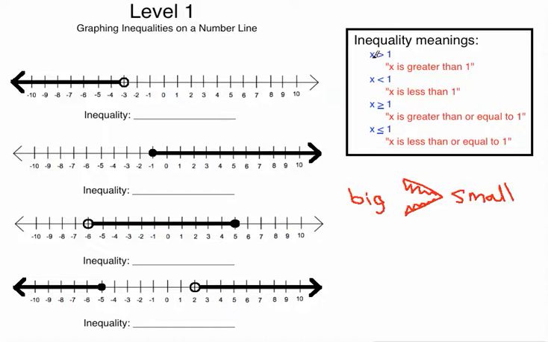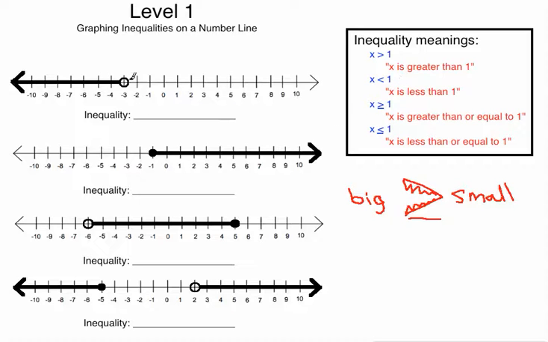So if we look up here, this is saying that x is the bigger number, so x is greater than 1. And when it's facing away, it's saying that x is the smaller number, so x is smaller than 1. When you add a line underneath, it creates kind of like a half equal sign. That means that x is greater than or equal to 1, or x is less than or equal to 1, or whatever number. I'm just using 1 as an example.